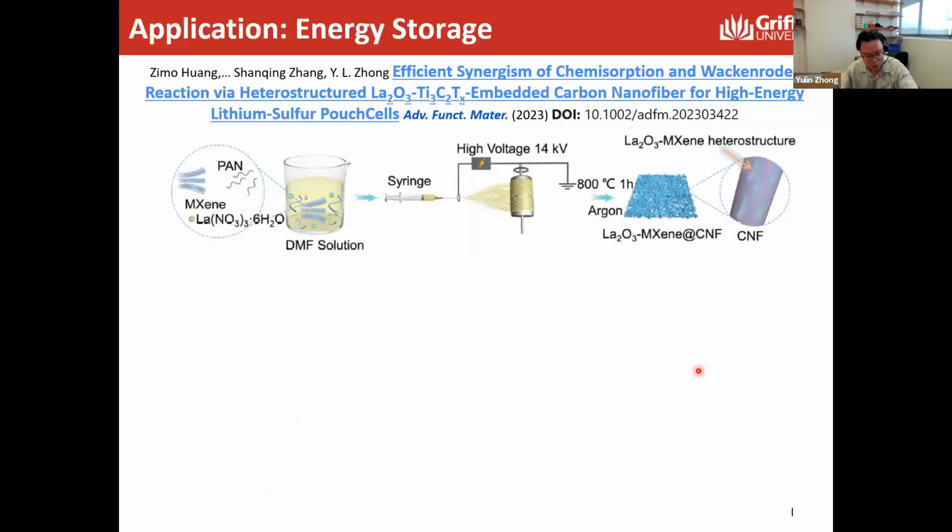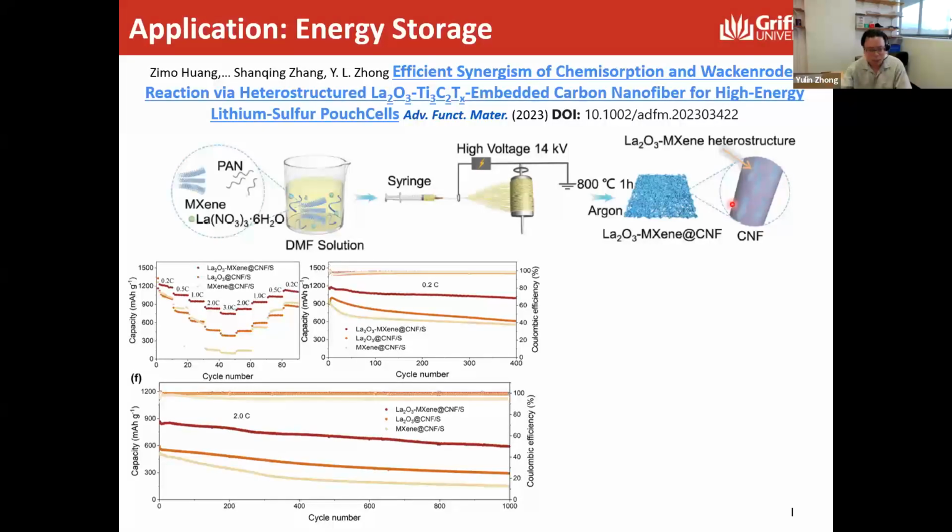So I think I'll just go pretty quick with a few other examples in energy storage. The same brilliant student, Zhong, went on to use the MXene in lithium sulfur batteries. He makes the MXene with a lanthanum precursor to form lanthanum oxide, and mixes it in PAN polymer solution, does the electrospinning, and produces the lanthanum oxide MXene hybrid material on carbon nanofiber after thermal annealing.